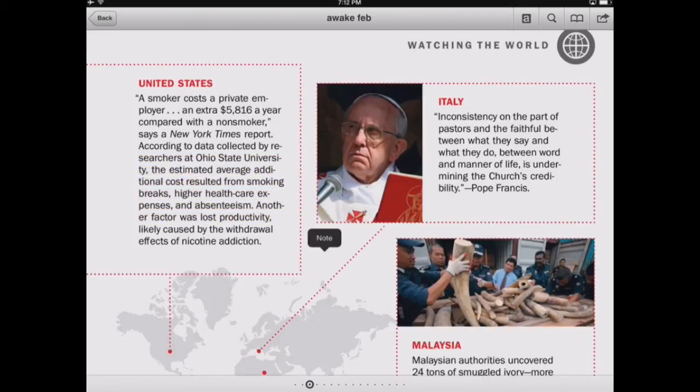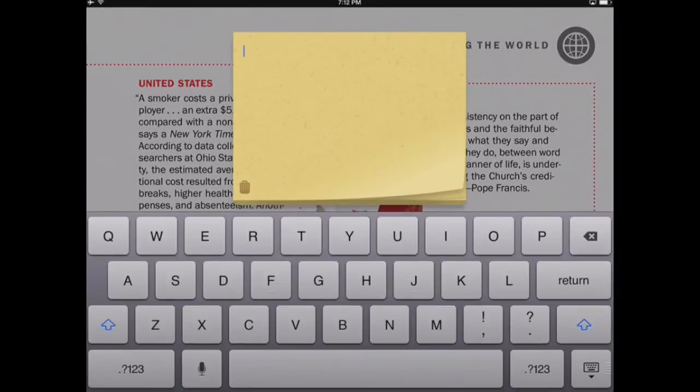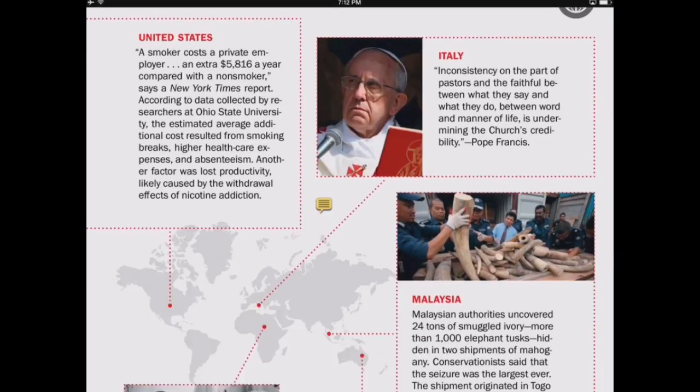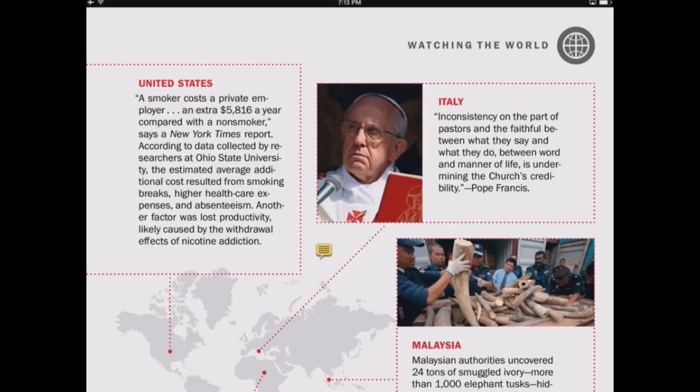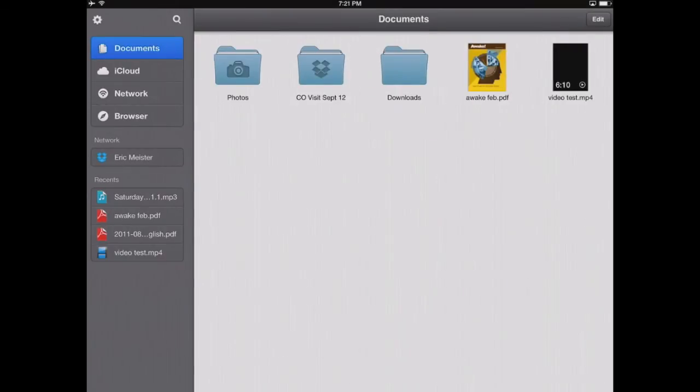We can also add notes by holding in an area without text. And we can say this is a note. Tap anywhere else and I'll close that. We can open it again. And it'll save all those annotations right to the PDF, so they'll be there next time. Click again in the center and we'll go back out of there.